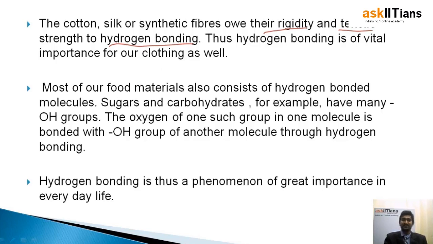Then most of our food materials consist of hydrogen bonded molecules like sugar and carbohydrate. What is the formula for sugar? It's C12H22O11. Now in these molecules, carbon and oxygen are somewhat more electronegative than hydrogen. So when present in different molecules, there will be attraction and there will be formation of hydrogen bonding. So hydrogen bonding is a great phenomenon which is important in our everyday life. This is all about hydrogen bonding.